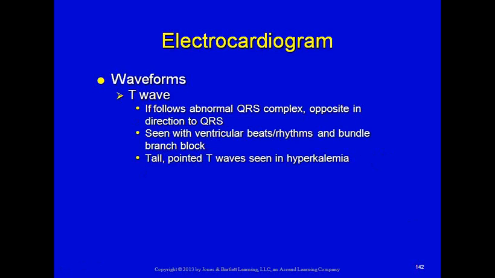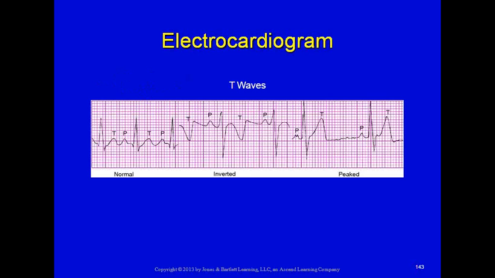However, if the QRS is abnormal, then the T wave is going to be abnormal. As an example, when I'm looking at a PVC, or a premature ventricular contraction, the QRS is going to be in one direction and the T wave is going to be in the opposite direction of the QRS. Your T wave may also be very tall or pointed, or what we call peaked. And when we see tall, pointed, or peaked T waves, that indicates that the patient may be hyperkalemic.